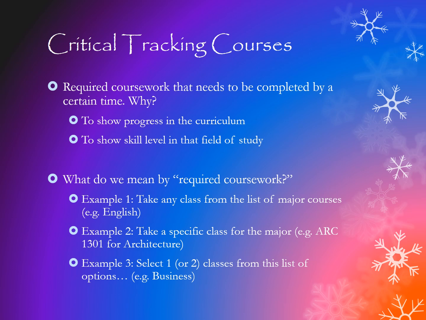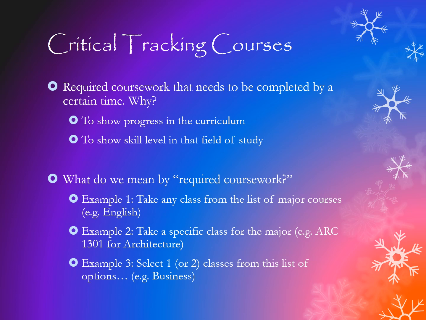For example 3, you've got kind of a combination between 1 and 2. So the example I have on here is business. Pretty much any of the business majors in the College of Business Administration, where you have to select 1 or 2 if you're looking at finance, but select 1 or 2 classes from this list of options. So they're giving you choice, but they're narrowing down the parameters of what you can choose from.